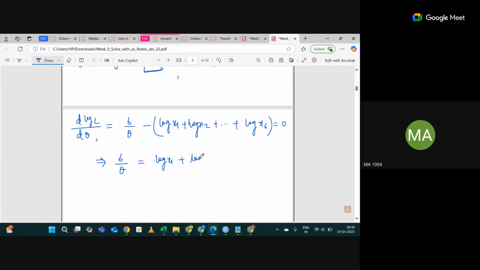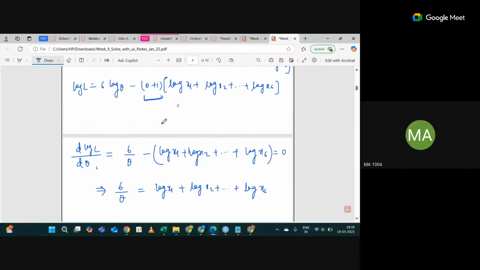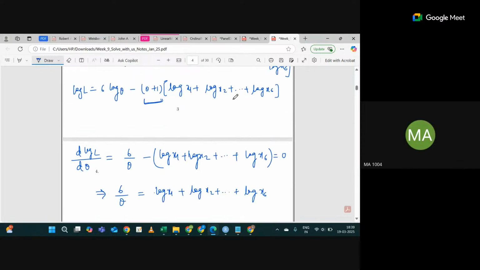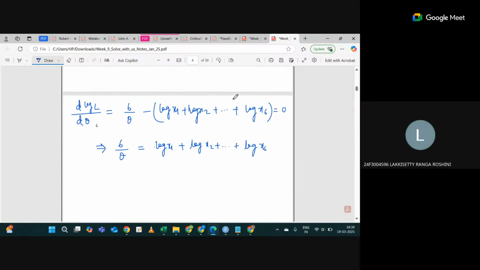Excuse me, sir. Can't we write the derivative of log of x1 as 1 by x1 plus and so on, 1 by x6? Why? We are differentiating with respect to theta, right? So other things will be constants. Okay, great. So from here, what is the theta hat? 6 divided by log of x1 plus log of x2 plus so on plus log of x6.